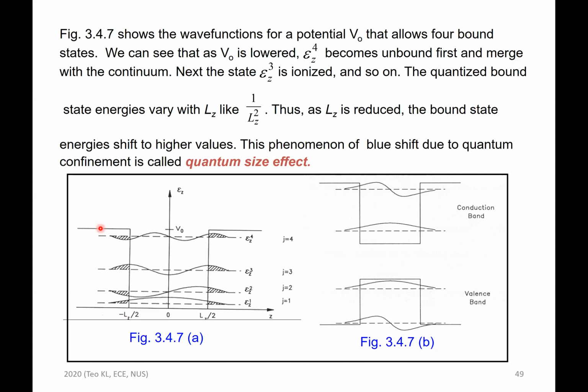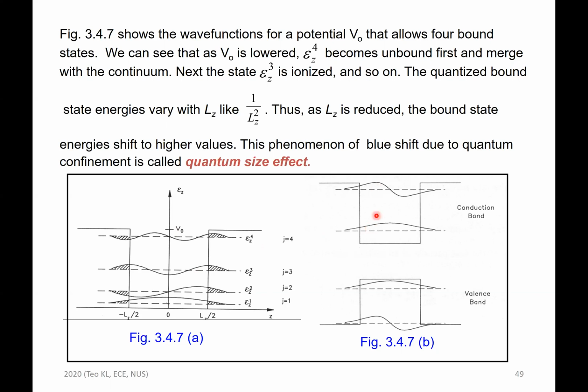If it's lower than V naught, then your quantized energy at the 4th level may not be quantized. So it becomes unbound and merges with the continuum. Similarly, as you keep lowering your V naught, you may not have a quantized level of Ez. So in this case, you have only 2 quantized levels.